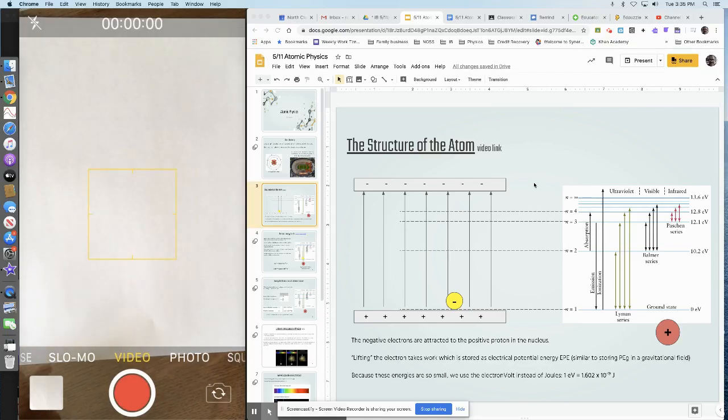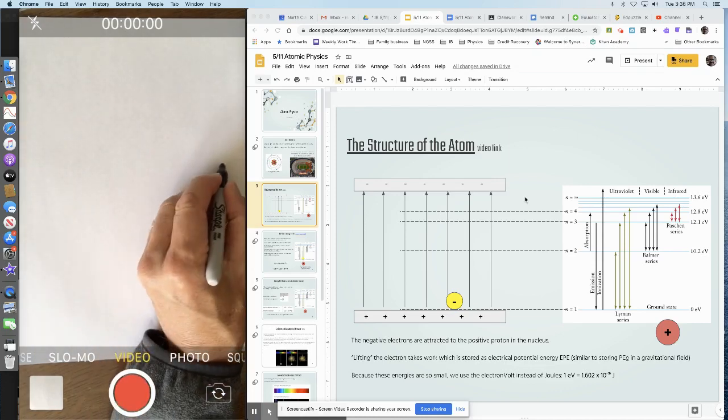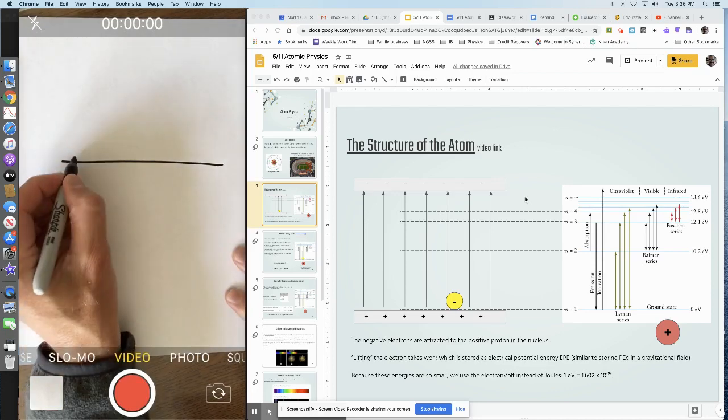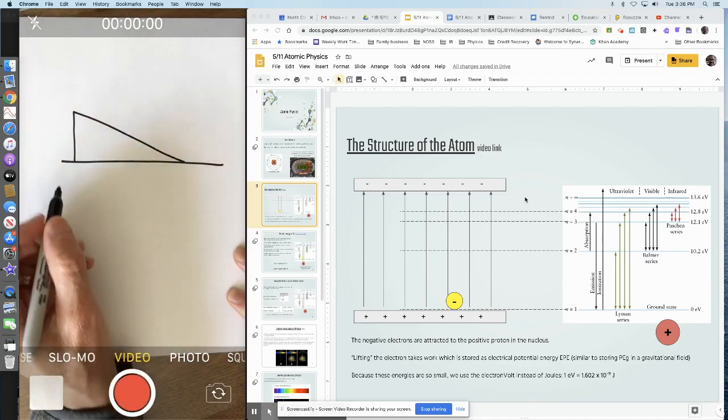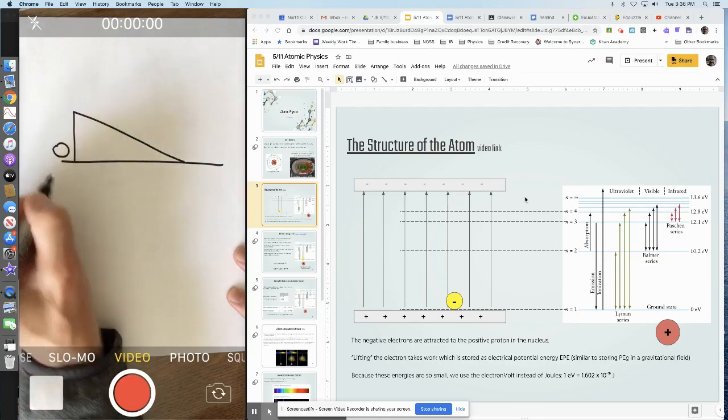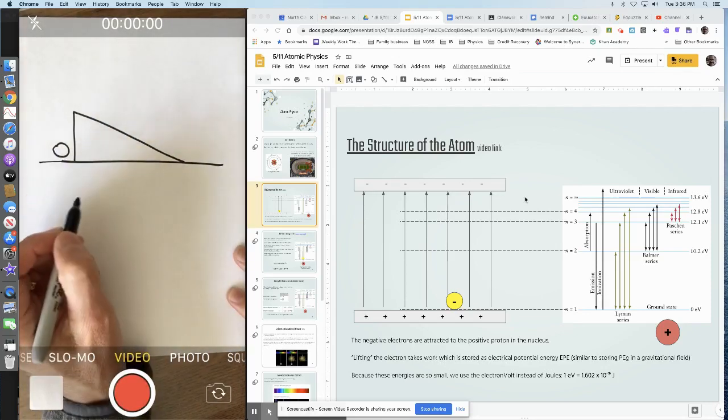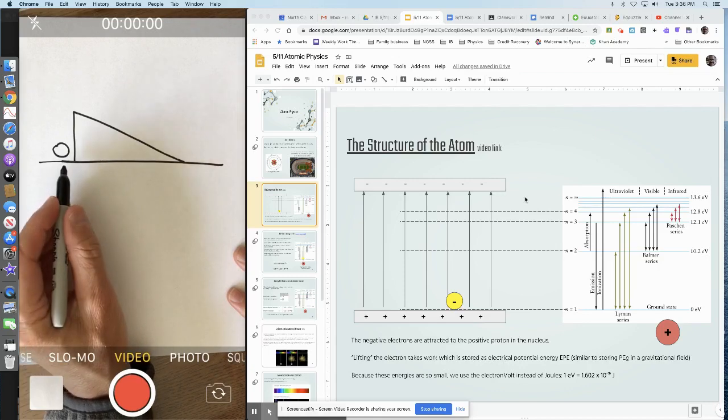Okay, if you were to lift a mass up in a gravitational field, you would do work on that mass and you would give it gravitational potential energy. So let's just quickly diagram that right here. And I'm just going to use a ramp as our way of getting that gravitational energy back. Here's a bowling ball, right? If it's on the ground, we'll say that it has no gravitational energy.